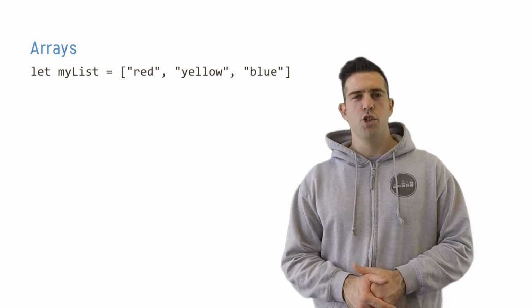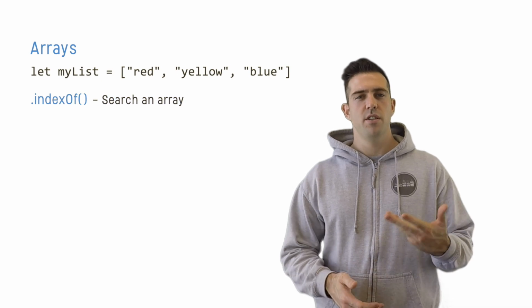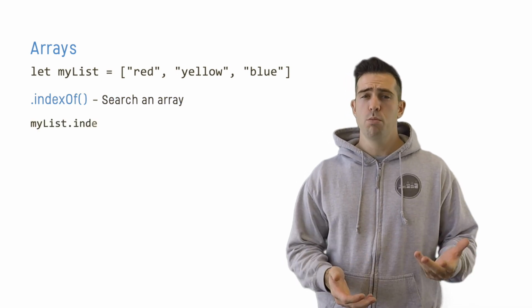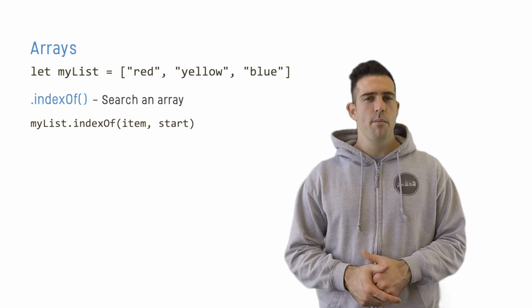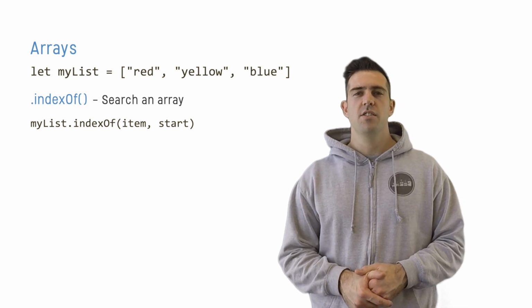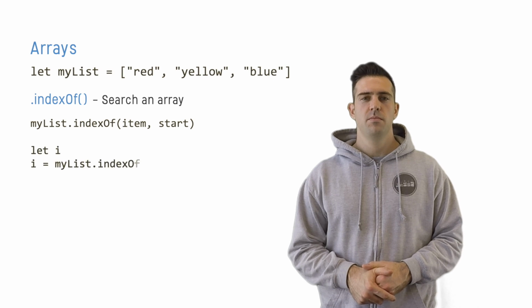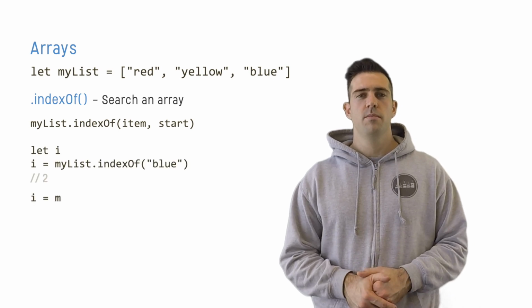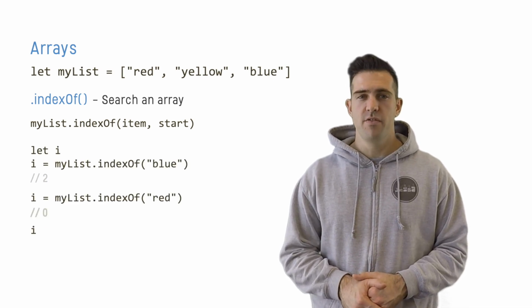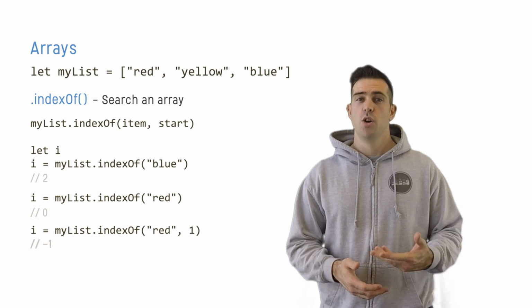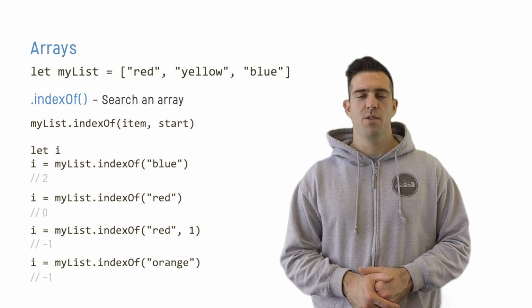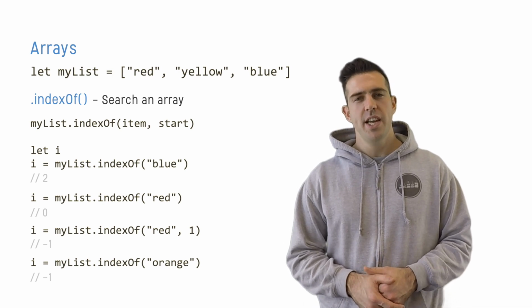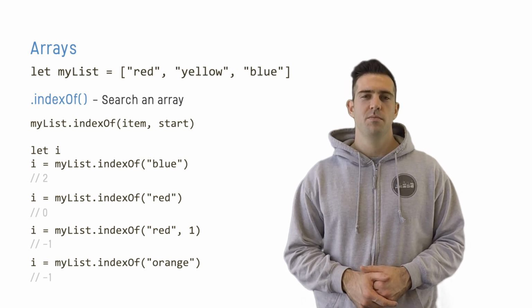We can also search arrays for specific values by using the indexOf method, providing the value we want to search for, and optionally at which index we wish to start. If this parameter is omitted, then the search starts at index 0. The result is an integer, which will either represent the index of the first instance that was found, so a number greater than or equal to 0, or -1 if none were found. We'll be using indexOf later in this course.